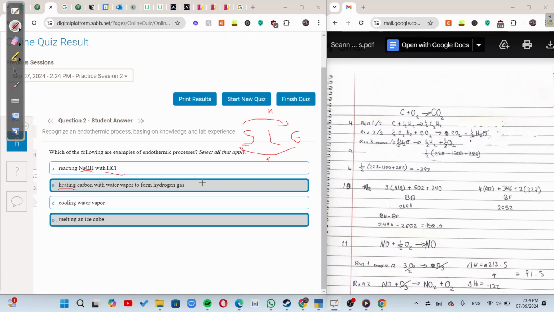Heating. What's heating? Heating is going from a solid to a liquid. See, water vapor to gas. Or actually here it's liquid to gas, sorry, my bad. So liquid to gas, either way it's heating and it is endothermic. Cooling water vapor, a gas to a liquid, is exothermic, so no. Melting an ice cube is going from solid to liquid, which is endothermic. This question came last week and it's easy. So next question.